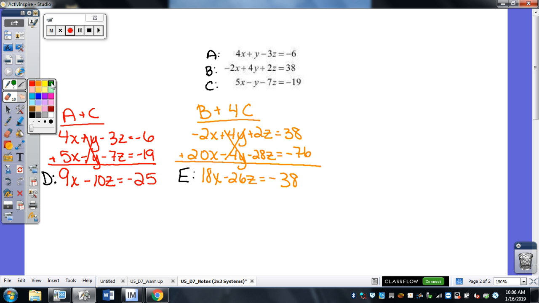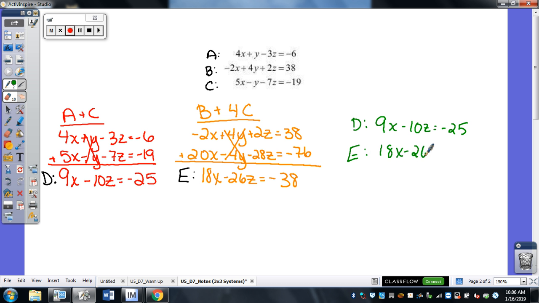So now we have two equations that are both down to the letters x and z. I'm going to line those up here so we can figure out what we need to do to eliminate. All right, so we got 9x minus 10z equals negative 25. 18x minus 26z equals a negative 38.